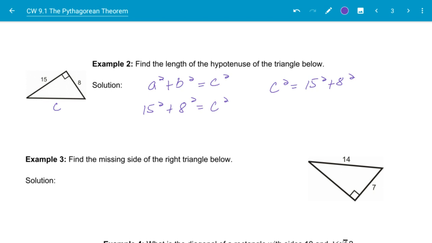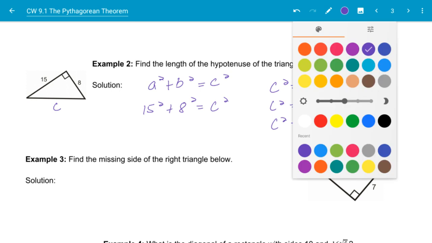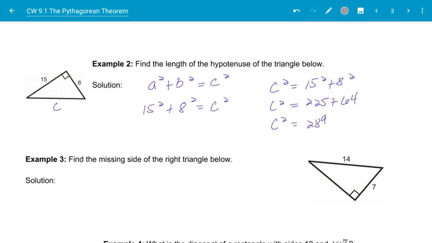So now I can go ahead and square everything. Say c squared is equal to 15 squared, which is 15 times 15 is 225, plus 8 squared is 64. So c squared is equal to 225 plus 64, which is going to be 289. Now, in order to solve it, I need to find out what c is, not c squared. So I have to take the square root of both sides.